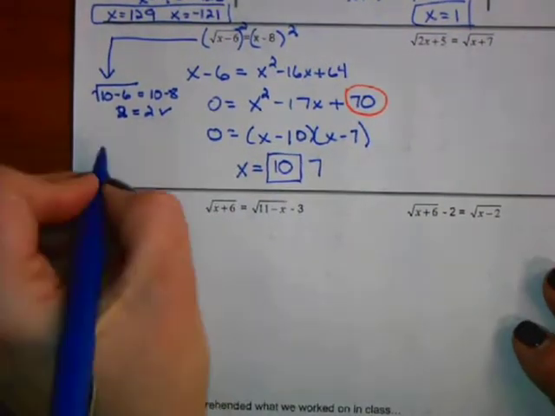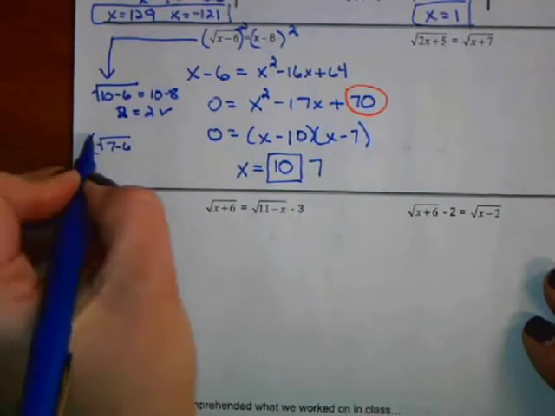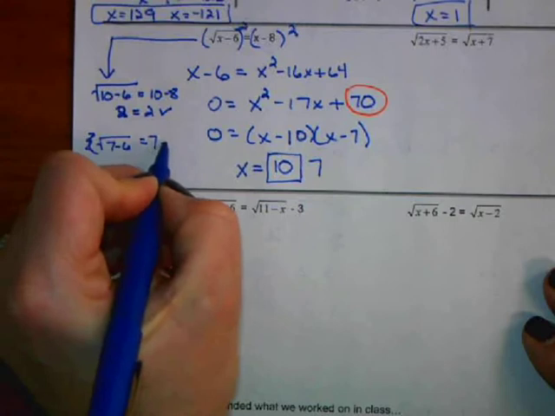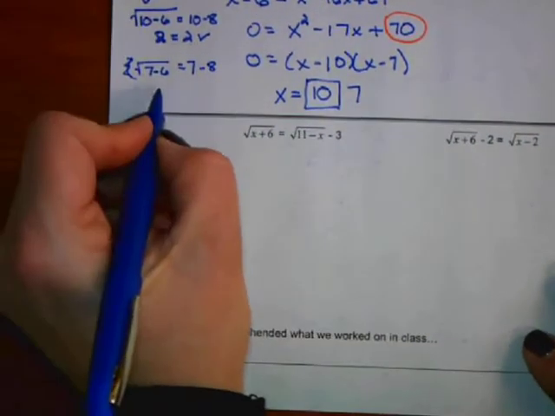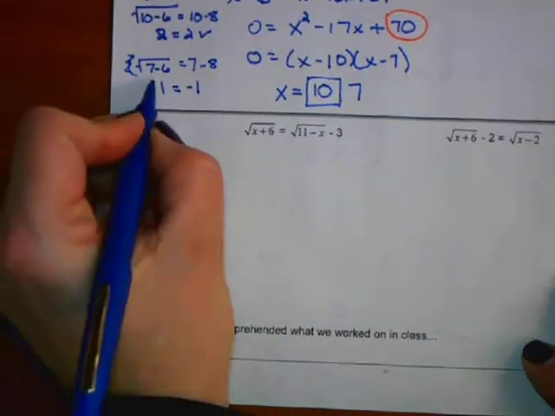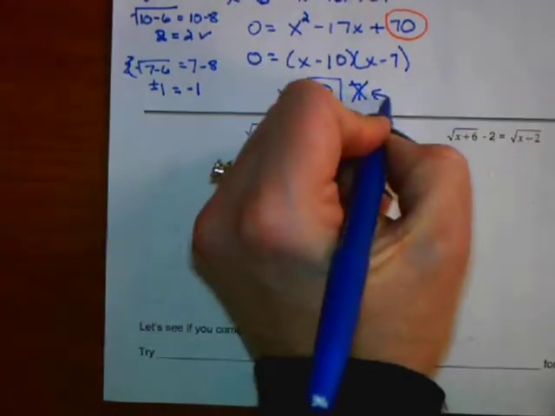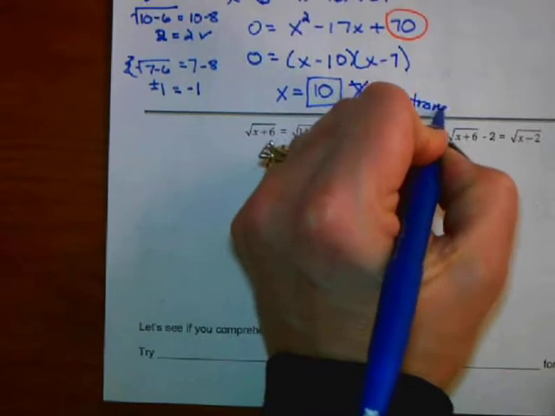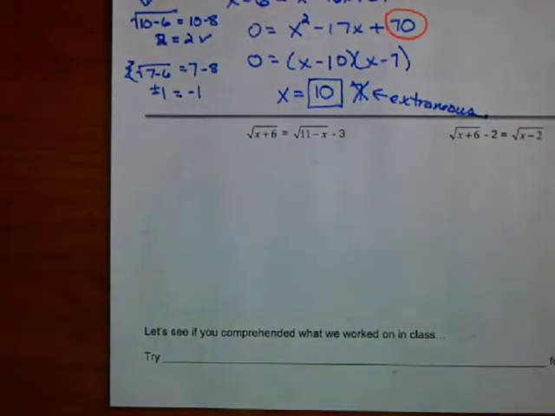Let's try 7. Does the square root of 7 minus 6 equal 7 minus 8? This is 1. The square root of 1 is 1. Negative 1. But see, you have to remember that you have plus and minus 1, and it doesn't equal the positive 1. Okay? So no, it's extraneous. 7 does not work. Always have to check that with these types of problems.